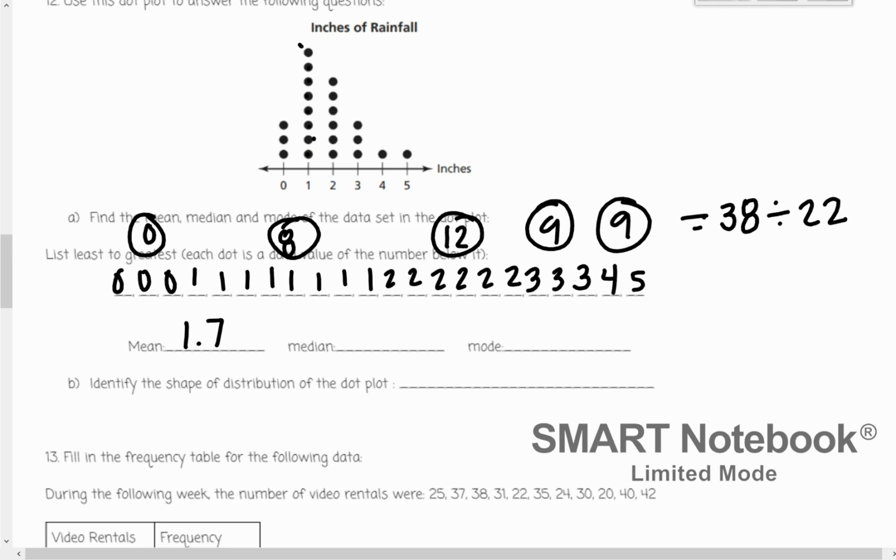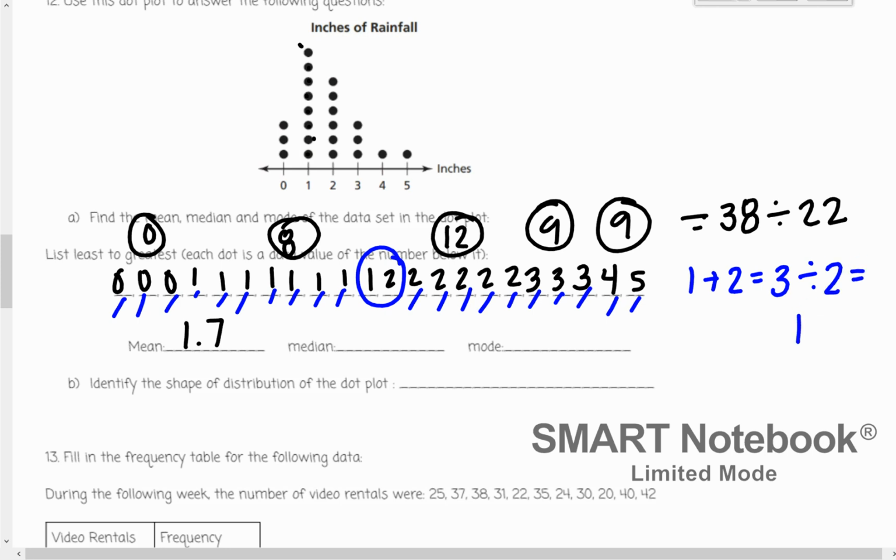Median, we're going to cross off one from the left, one from the right, until we get to the middle. Notice how I'm crossing off underneath the numbers because I want to still be able to see those numbers in case they ask me to do something else with them later. We're left with 2 numbers in the middle. We add them up, divide it by 2. Our median is going to be 1.5.